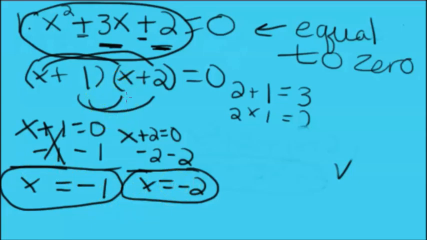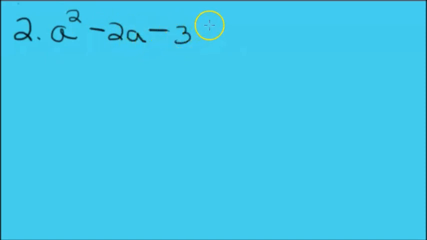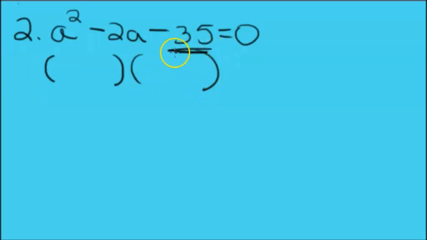Okay, now that we have gone through one problem, let's go through some more practice problems. We have the second problem, a squared minus 2a minus 35 is equal to 0. Okay, so we already set it equal to 0. So now we have to find what multiplies to negative 35 and what adds up to negative 2.